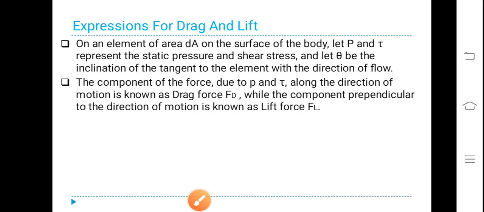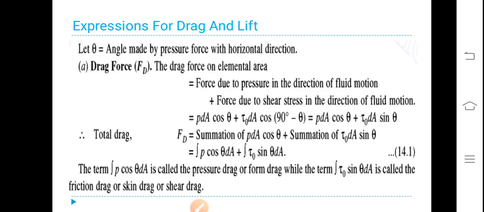On an element of area dA on the surface of the body, let P and tau represent the static pressure and shear stress, and let theta be the inclination of the tangent to the element with the direction of flow, as I have shown there. The component of the force due to pressure and shear along the direction of motion is known as drag force Fd, while the component perpendicular to the direction of the motion is known as lift force Fl. Let theta be the angle made by the pressure force with the horizontal direction.